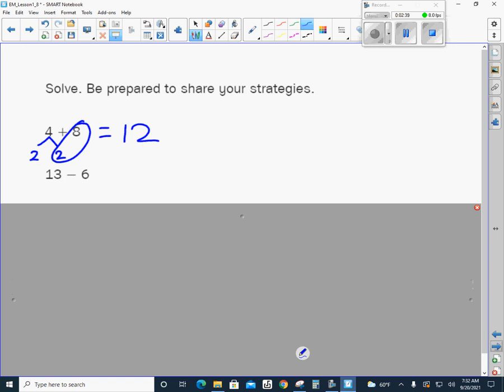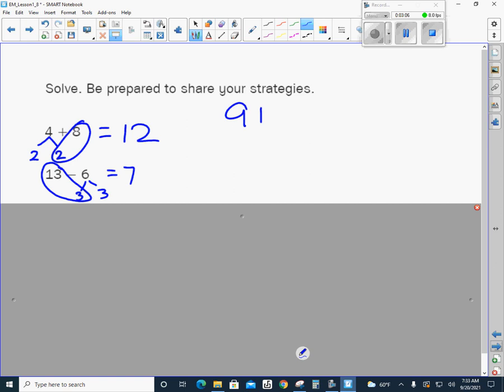Now this one is subtraction, so you kind of have to reverse your brain a little bit, but let's see if we can still get it down to a 10. I know that if I take away 3, that's going to get me down to 10, 13 minus 3. Now I still need to take away 3 more. So 10 minus 3 is 7. And even subtracting with 10 should be easy.